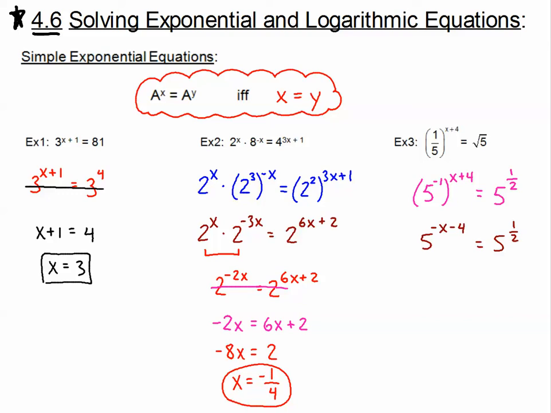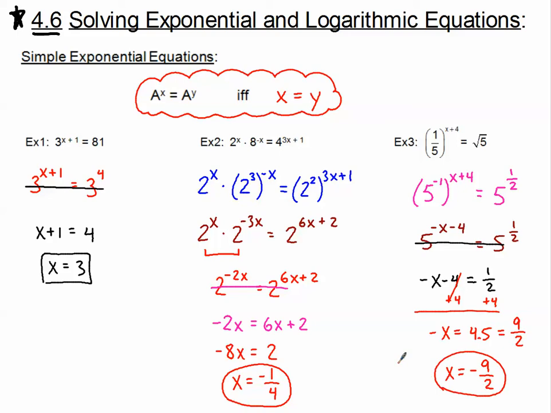And now that I have the 5 to a power equals the 5 to a power, the 5's become irrelevant. The exponents must be equal. And there's my equation. I just need to solve for x. I'll add 4. So I have negative x is equal to 1/2 plus 4. Well, that's the same thing as 4.5, I guess. I don't really like decimals, so I might change that to 9/2. And then, of course, making positive x would be equal to negative 9/2.